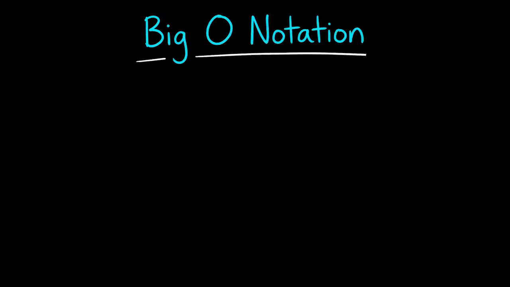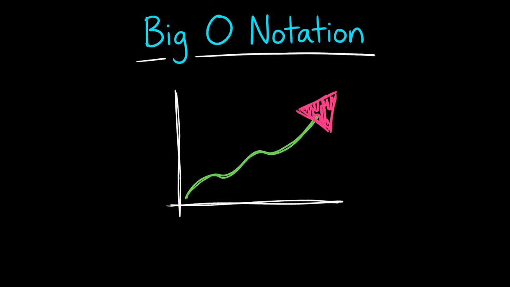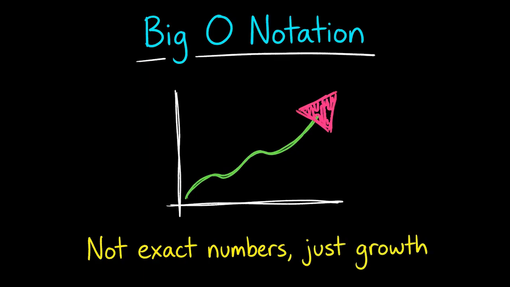Big O notation answers one question. When the input gets large, how fast does this thing grow? Not how fast it runs on your laptop today, not exact numbers, just growth in the long run.